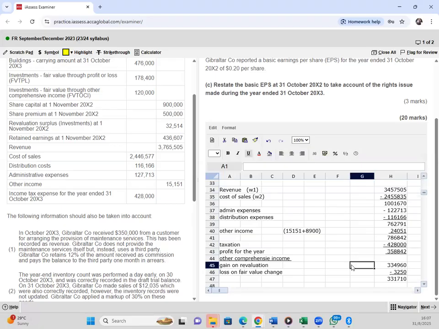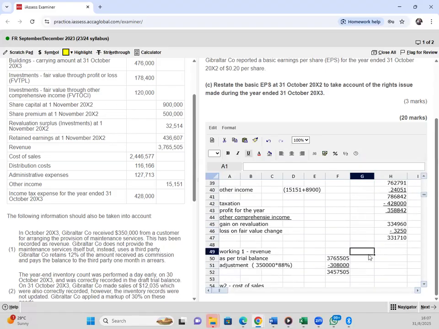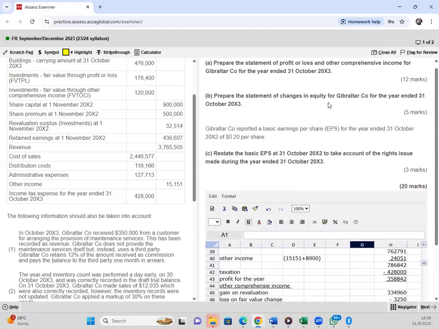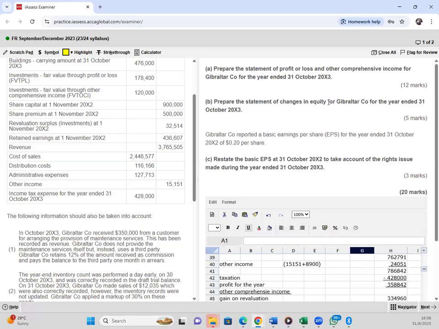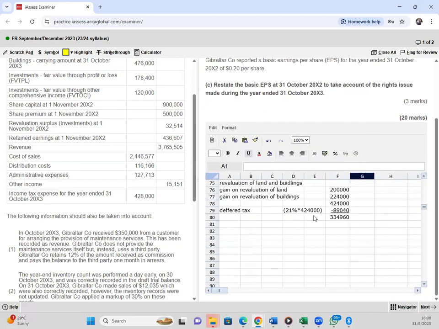So I was trying to figure out how to remove those decimals. Now let's get to the second part of the question. The second part of the question is saying, prepare the statement of changes in equity.